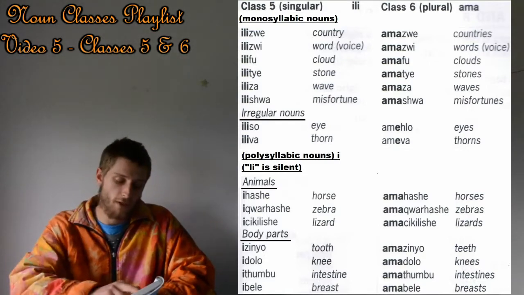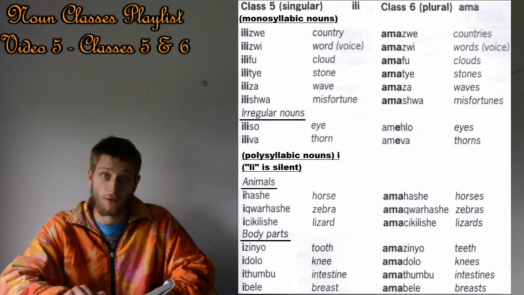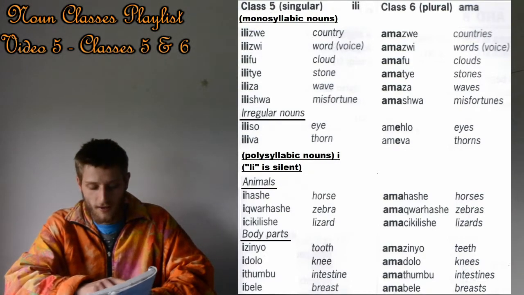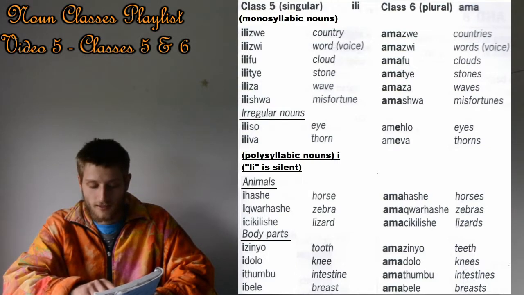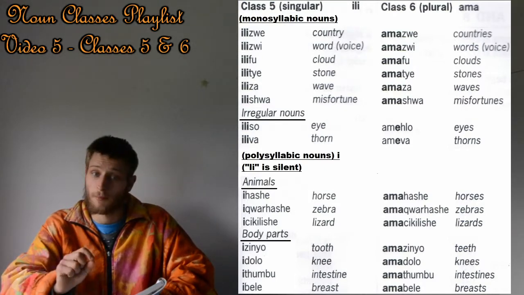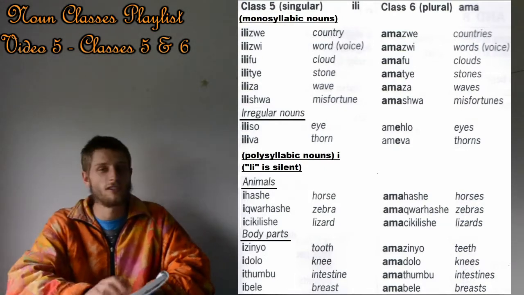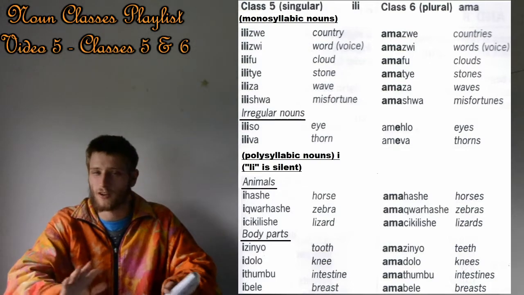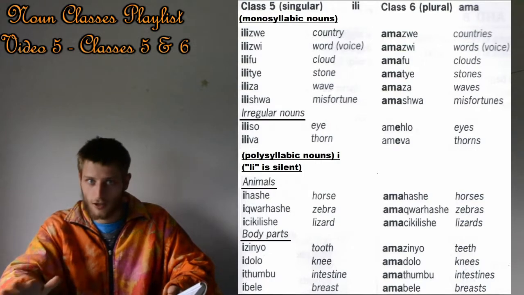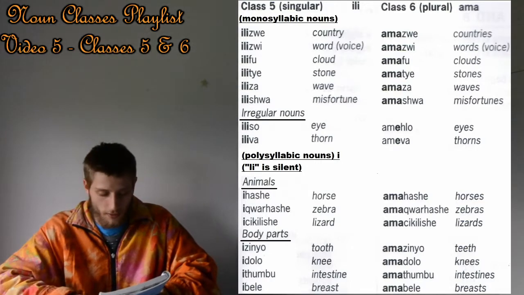So the plural for iliso is amehlo. So you can see that the stem doesn't actually even stay the same. It's different, from so to sho, and also it's ame and not ama. So that's quite confusing, and you just have to remember that. But it's quite a common one, iliso, amehlo, and you just have to learn that off by heart, guys. There's no other way.